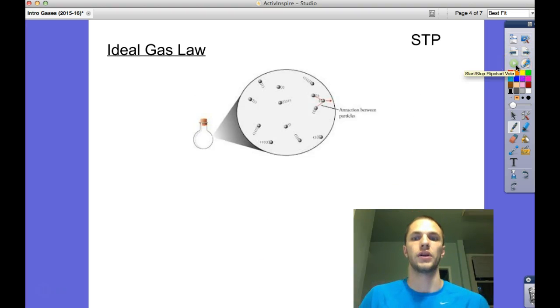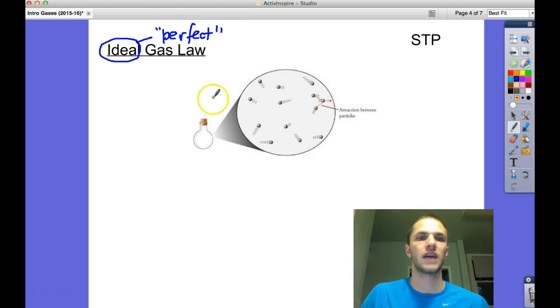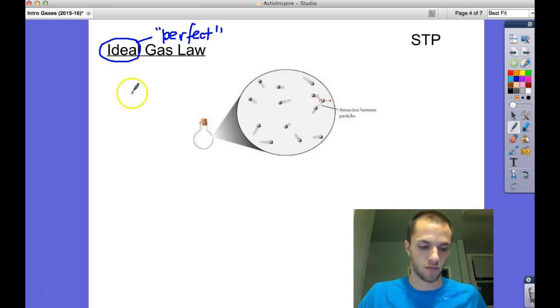The last equation that we need to know is for something called the ideal gas law. What do we need to know about the ideal gas law? Well, the ideal gas law only applies to ideal gases. What does that word ideal mean? It means perfect. So the ideal gas law is for gases that behave perfectly. What does that mean? What are gases that behave perfectly?